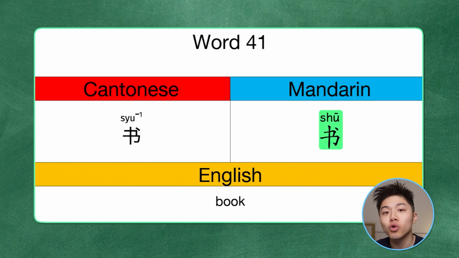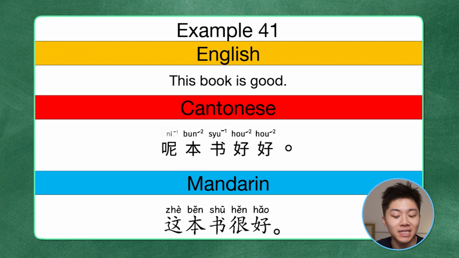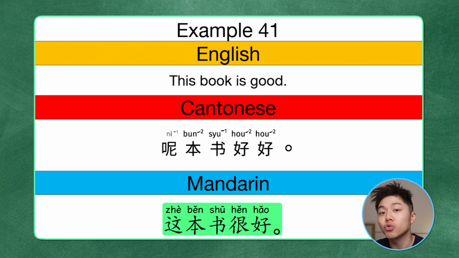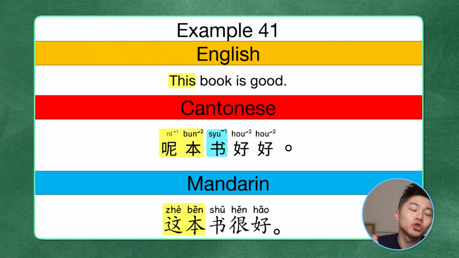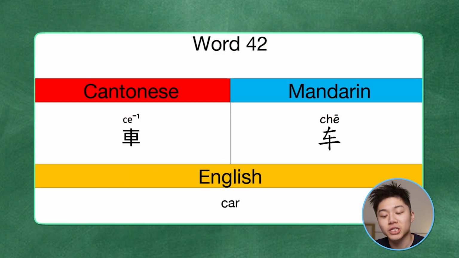So for example, this book is good. In Cantonese, 呢本書好好. In Mandarin, 这本书很好. So 呢本 is this. In Mandarin, 这本. 書 is a book. Mandarin, 书. 好好 means very good. We learned this earlier. In Mandarin, we say 很好. Next, word 42, car.